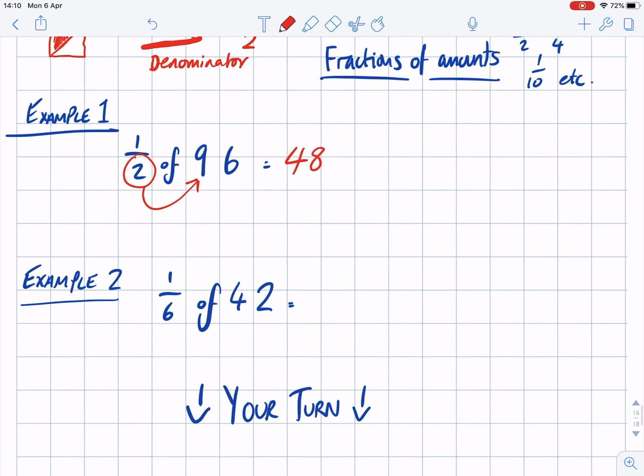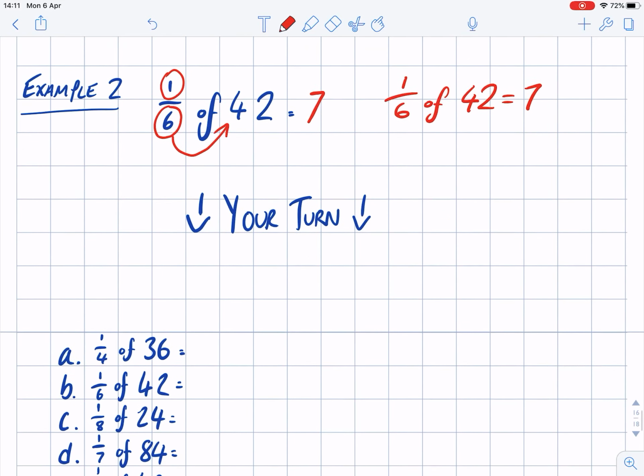This next one is a lot easier. So remember, first step is I ask myself, how many times does the denominator go into the amount? So how many 6's are there in 42? Well, there's 7. And then I multiply my 7 by my numerator, which is 1. 7 times 1 is 7. So 1/6 of 42 equals 7. All of your questions today will all have a numerator of 1, to make it slightly simpler for you.